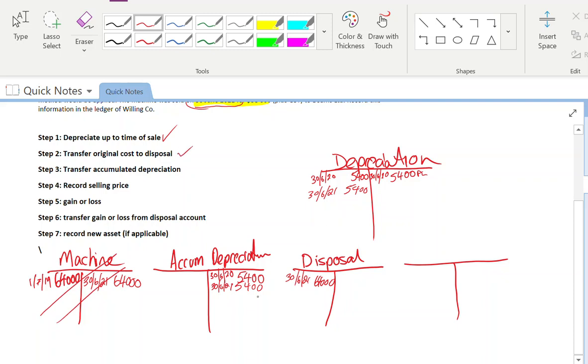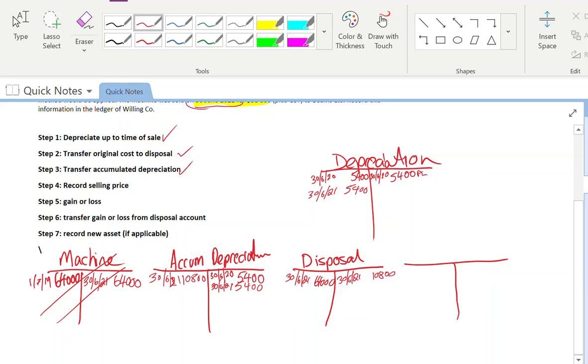So now we're going to transfer the accumulated depreciation. So in order to do that, $10,800, basically whatever the amount is on this credit side, and I'll put the date in. 21. It's a 21. So that amount there is over here. So 30th of the 6th, 21, put $10,800 over here.